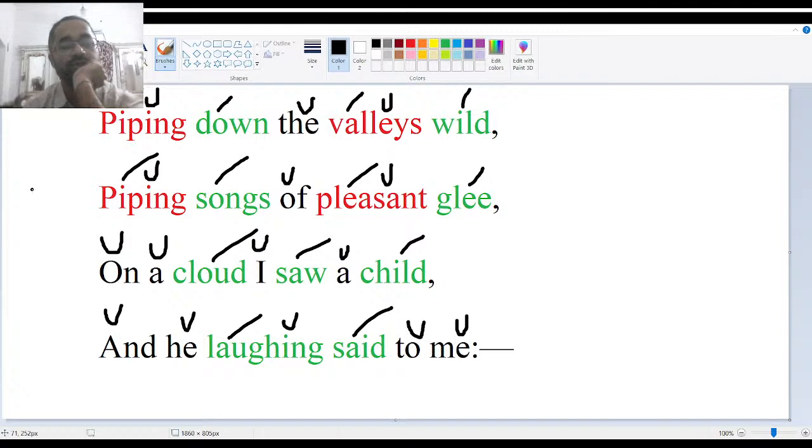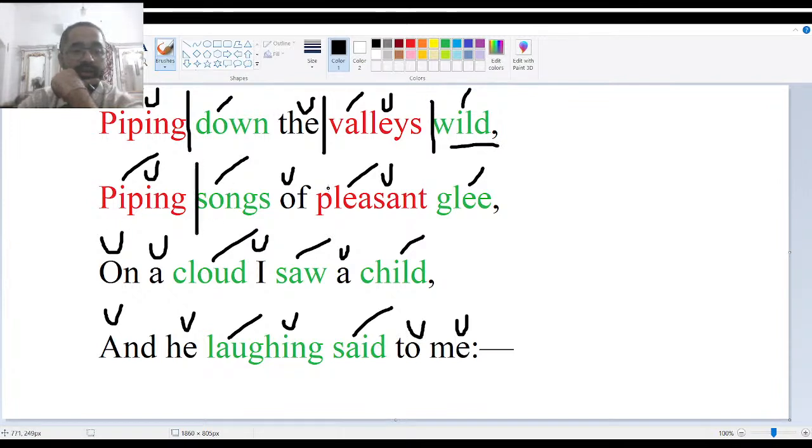So since this is a clear example of trochaic rhythm, we need to find trochees. We need to isolate them. That is why you need to break the line after piping down the valleys wild. So you have an isolated and incomplete foot at the end of the first line. What is it called? We'll come to that. Piping songs of pleasant glee. The same formation in the second line.